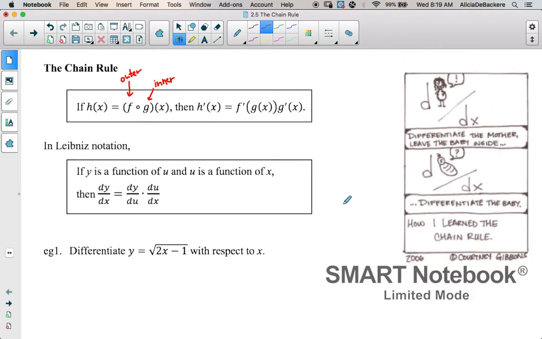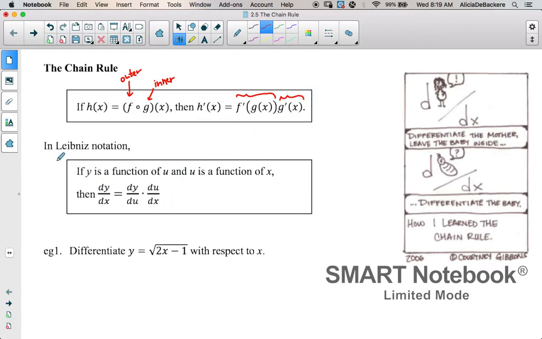The way I learned this was talking about the outer function as the mama, or the mother function, and the inner function as the baby function. And so we were taught to differentiate the mother and leave the baby inside, and then differentiate the baby. So this would be here, the mama with the baby inside, differentiating the mother with the baby inside, and then this would be differentiating the baby.